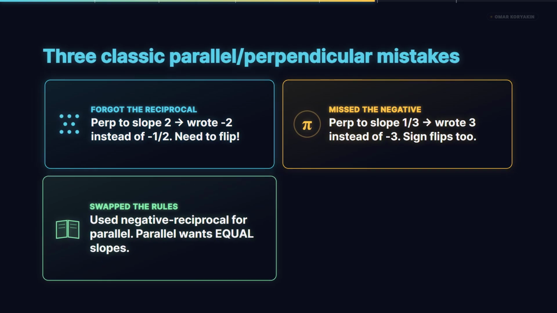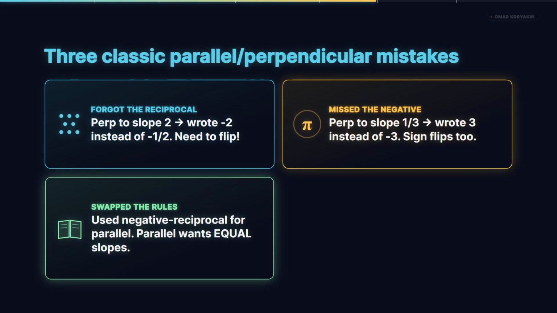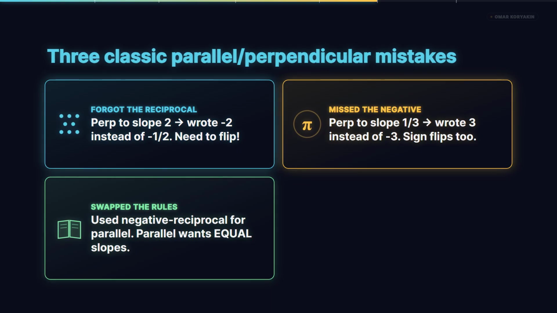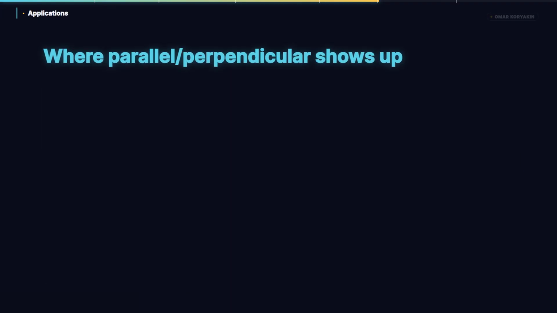Parallel means equal slopes, perpendicular means negative reciprocal. Both rules are short enough to memorize once and use forever. Parallel and perpendicular line relationships appear everywhere in geometry, architecture, computer graphics, and engineering drawing because the two relationships together cover the most common ways that lines align in real-world built structures.